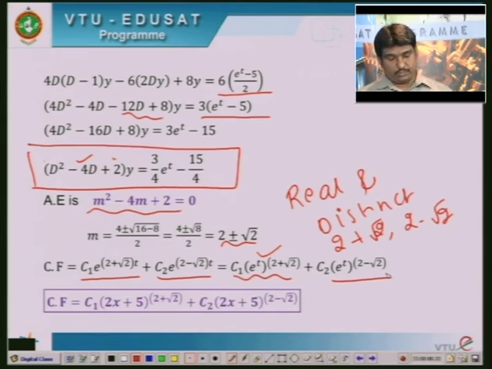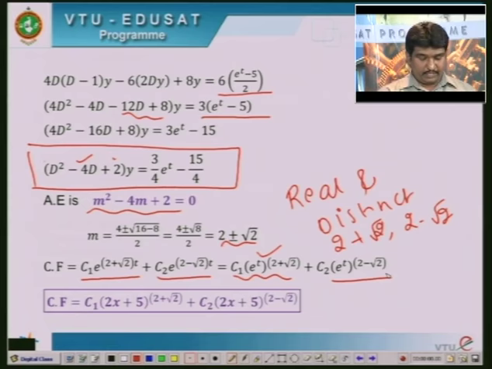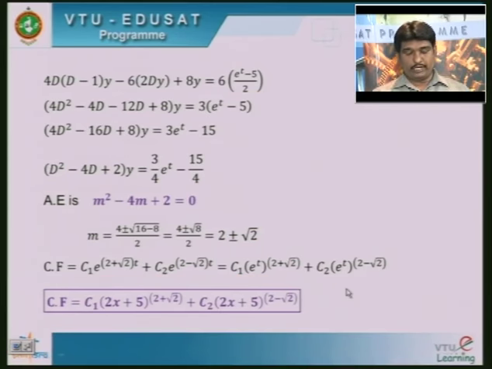Now convert t in terms of x using the known substitution. e^t is 2x + 5. So CF is C1 (2x + 5)^(2+√2) + C2 (2x + 5)^(2−√2).